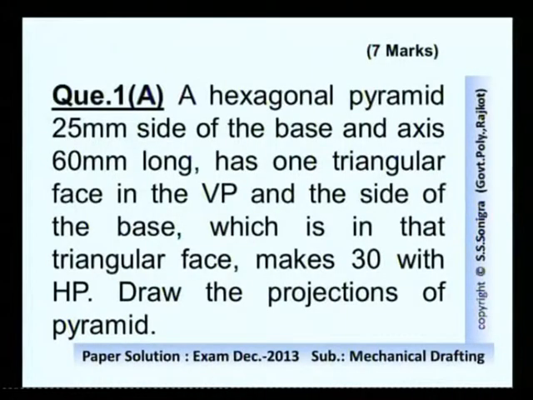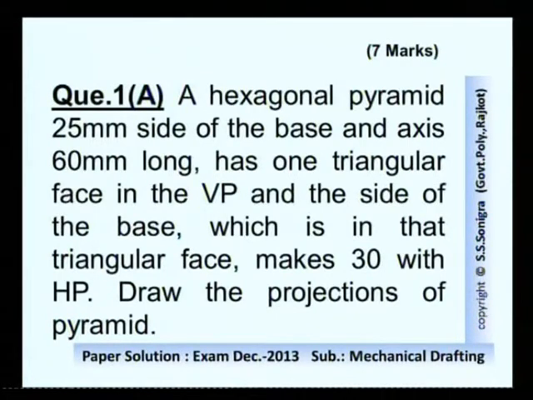Question number 1 is given like this: a hexagonal pyramid, 25 mm side of the base and axis 60 mm long, has one triangular face in the vertical plane, and the side of the base which is in that triangular face makes an angle of 30 degrees with HP, that is the horizontal plane. Draw the projections of the pyramid. Here a hexagonal pyramid is given, and it is given that one of the triangular faces is in the vertical plane.